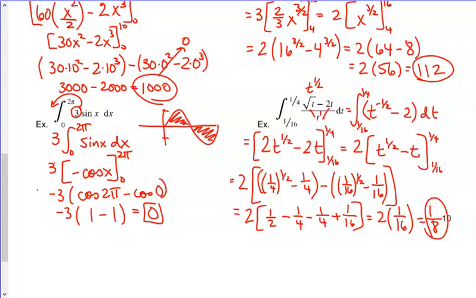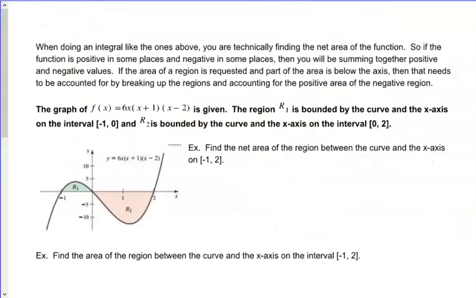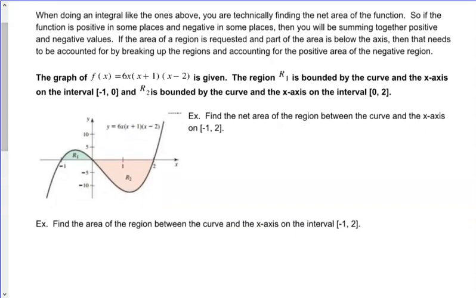Let's continue to our last little example in this section. The key thing that I really want you to practice in section 5.3 is that fundamental theorem of calculus, where you're taking the antiderivative of that, plugging in b, plugging in a, and subtracting those two. That is crucial that you are able to do that. Now, when doing an integral like the ones above, you are technically finding the net area.